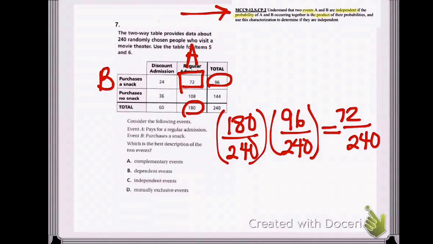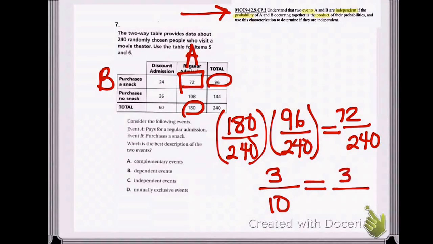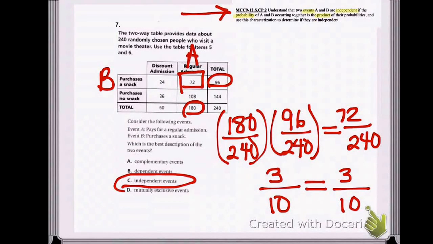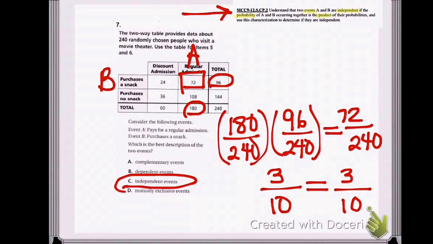So when I multiply in my calculator 180 over 240 times 96 over 240, the calculator tells me that probability is 3/10. I want to see if that equals the intersection. So put 72 over 240 and simplify. That tells me it also equals 3/10. So they would be independent since they're equal. If they were not equal, they would be dependent.